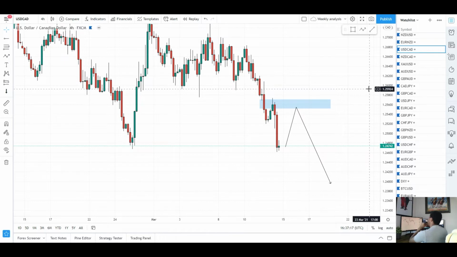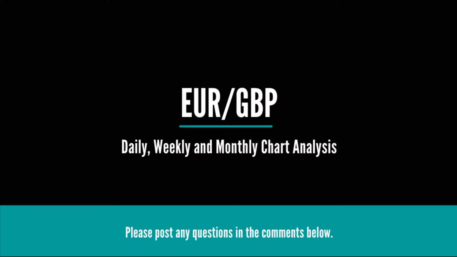So I still think further continuation to the downside for USD CAD. But for next week, I expect to see a bit of a pullback to retrace some of that bearish momentum that we had towards the end of last week. So a bit of a pullback, then further continuation back down to 1.24. Up next is Euro GBP.